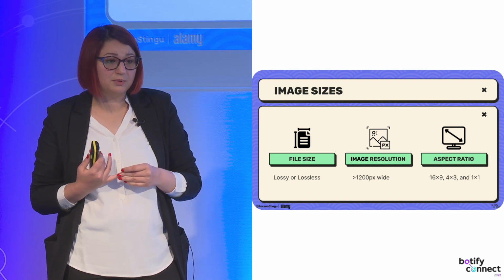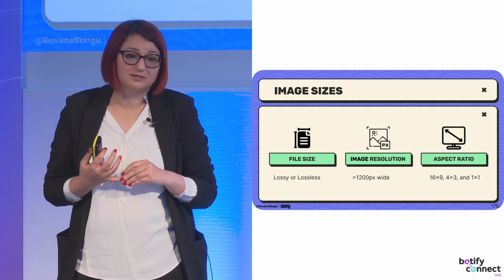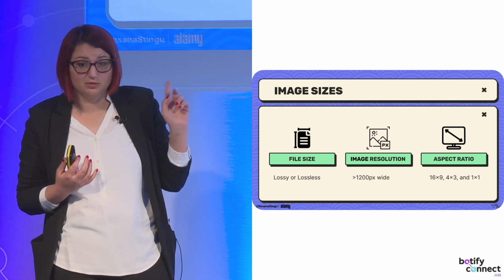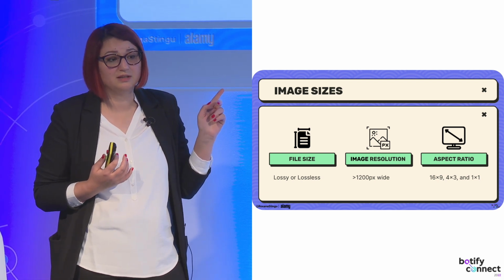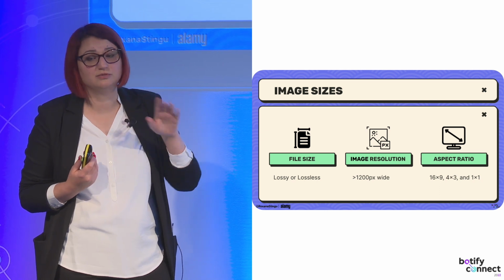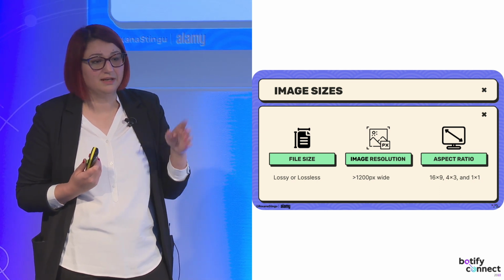And then you have the aspect ratio. So Google seems to like these three aspect ratios mostly, and you're going to find them listed in all the structured data documentation for products and recipes and everything.